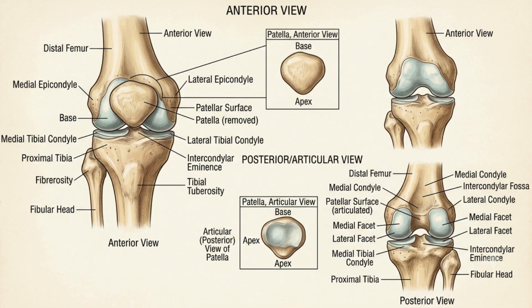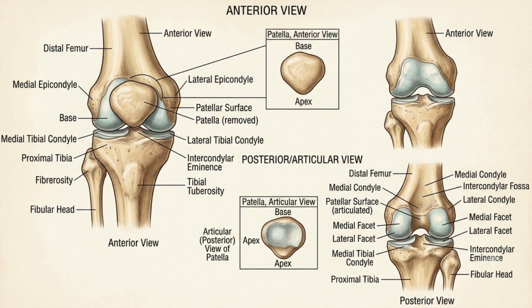Now, let's look more closely at the distal femur. The medial and lateral femoral condyles form the main articular surfaces for the tibia. Above them are the medial and lateral epicondyles, which provide attachment sites for important ligaments and muscles. Anteriorly, we have the patellar surface where the patella glides during knee movement. Posteriorly, the condyles are separated by the intercondylar fossa. This region is particularly important because the cruciate ligaments attach within the intercondylar region.